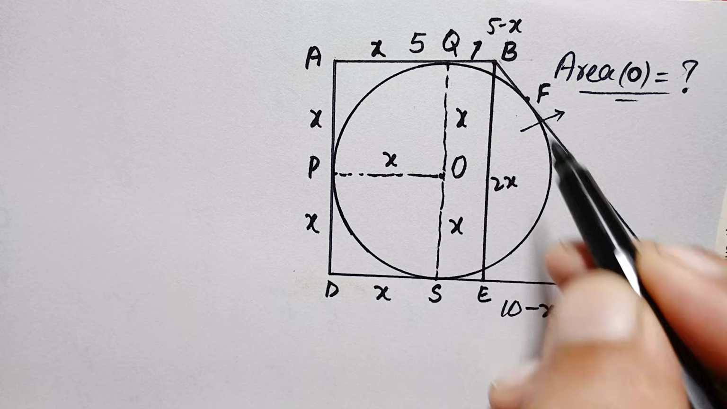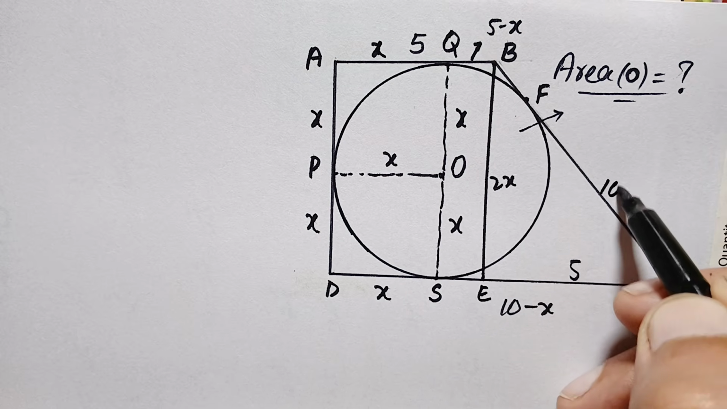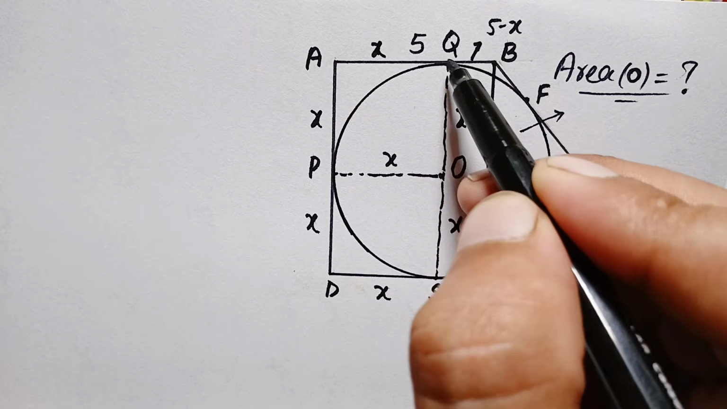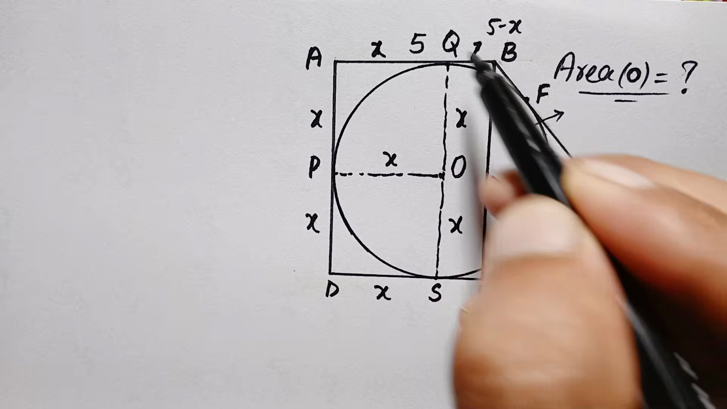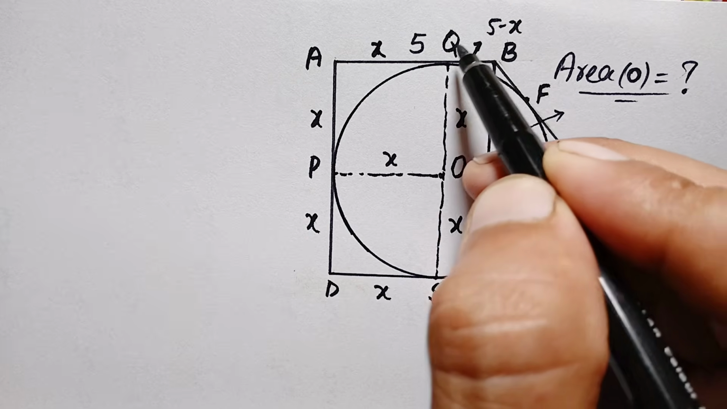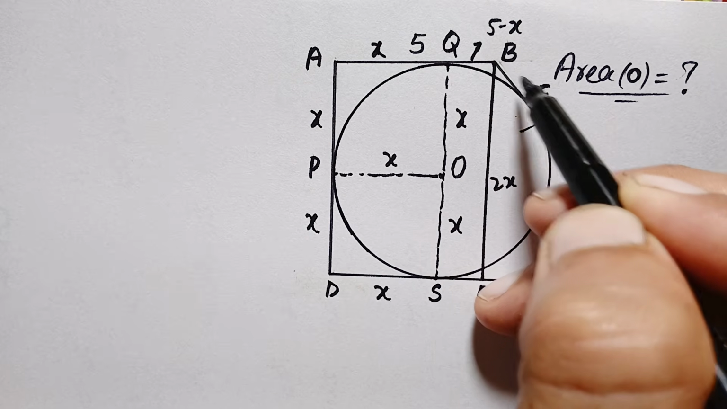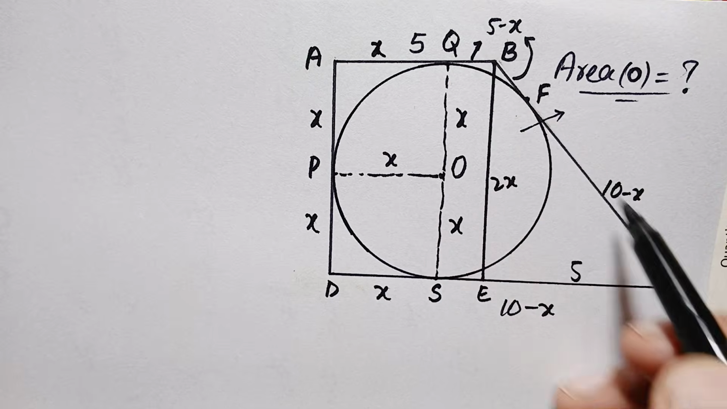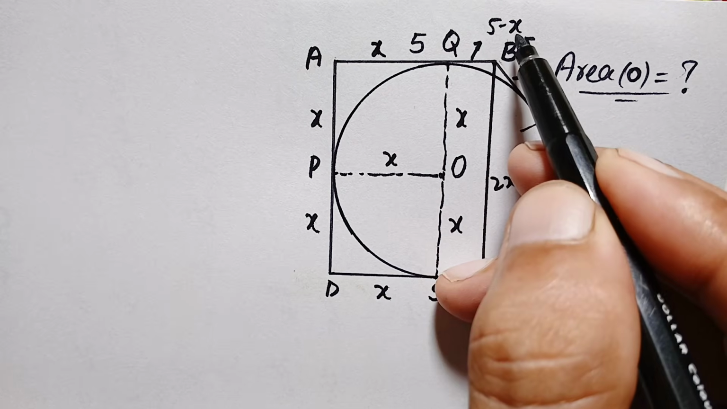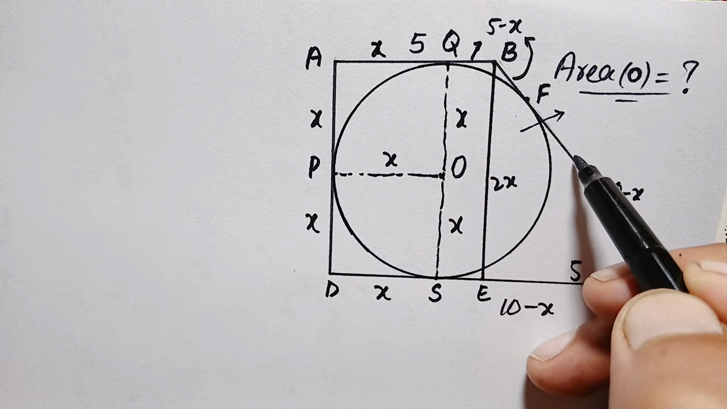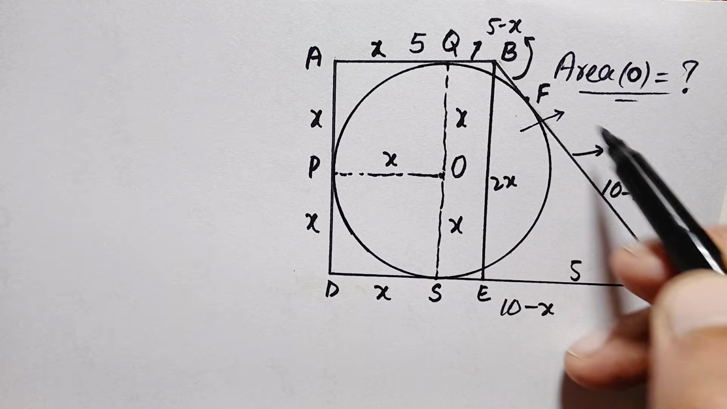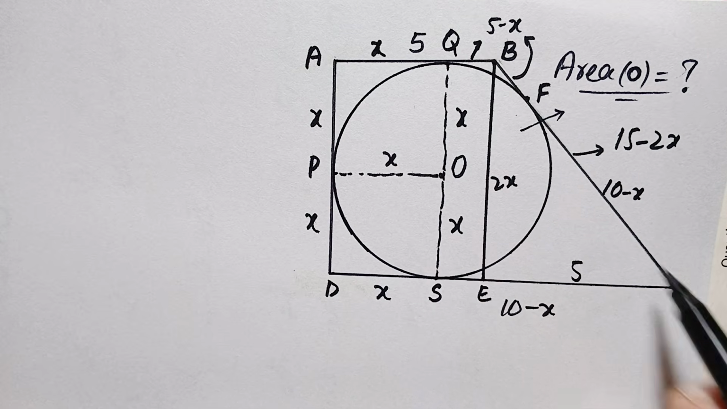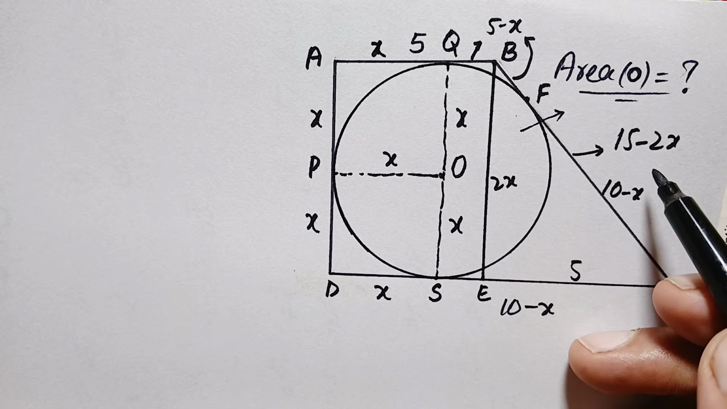So this length FC will also be 10 minus x. Now we also have two tangents from point B to this circle, tangent BQ and BF. Here BQ is 5 minus x, so this BF will also be 5 minus x. What will be this total length BC? This will be 5 minus x plus 10 minus x. Adding these two numbers, 5 and 10 gives 15, so it is 15 minus 2x. So here the length of this BC is 15 minus 2x.